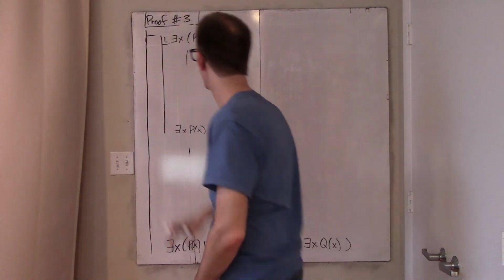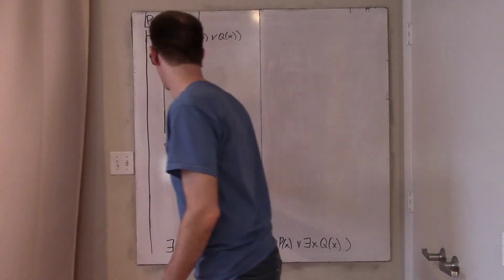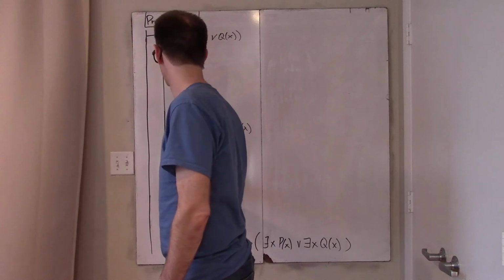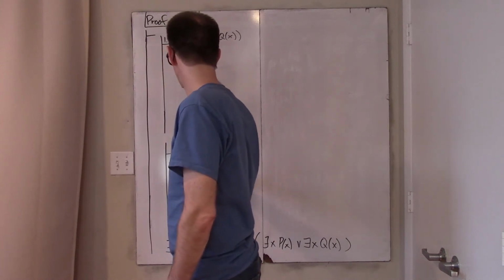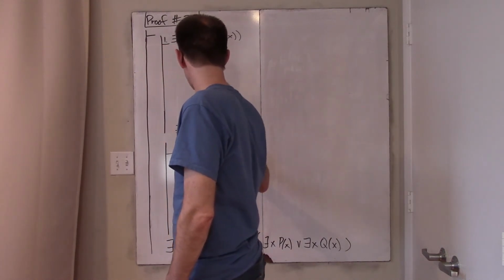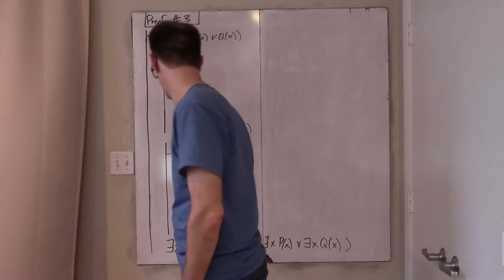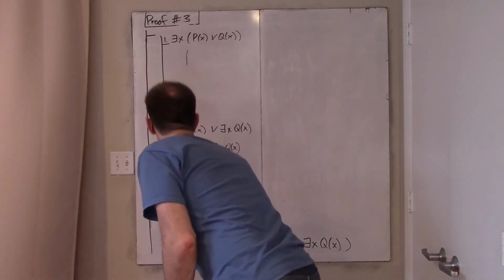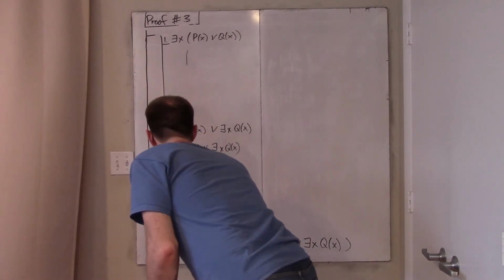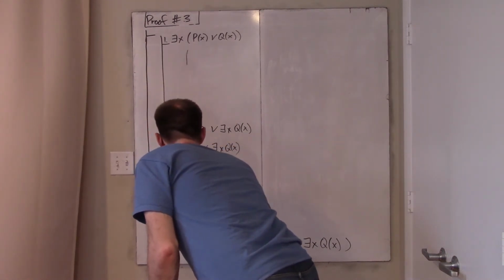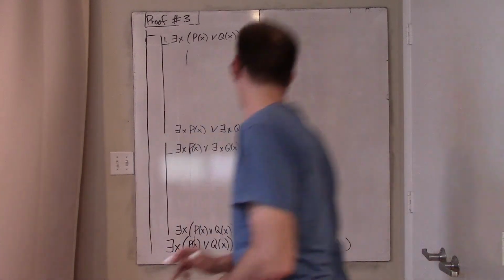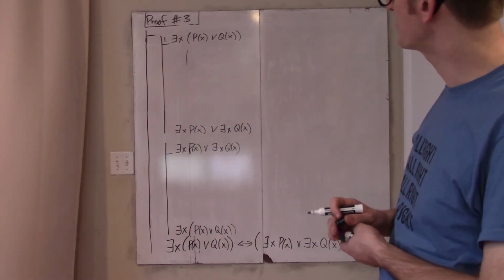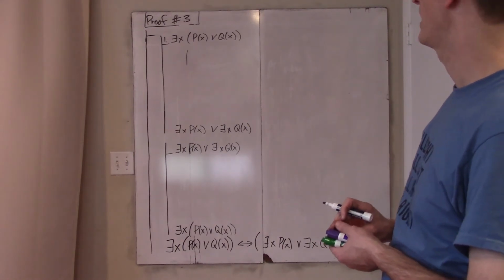And then I'm going to turn around and do it in the backwards direction. So then I will assume there exists an x, P of x, or there exists an x, Q of x. Hope I'm writing small enough. And down here I will conclude there exists an x such that P or Q. Okay, let's go. How am I going to do this?